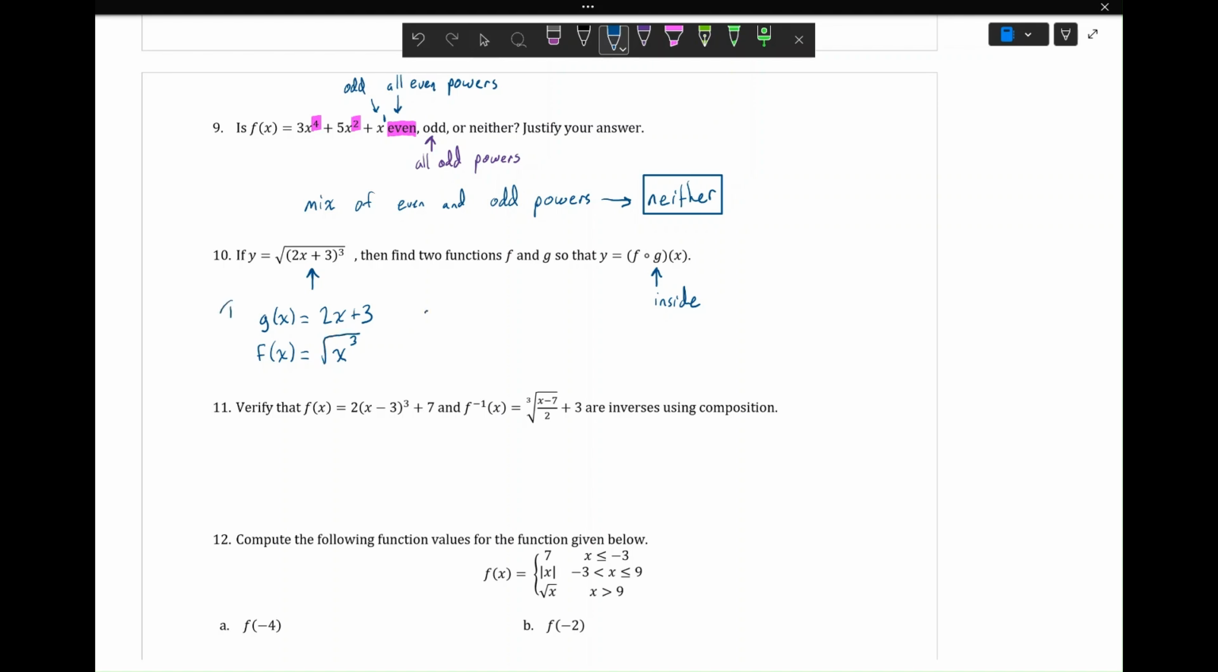Alternatively, I could say that the 2x plus 3 cubed is the inside function. That's g of x. And so the outside function would just be the square root. Both are correct. The idea is just finding an inside and an outside.